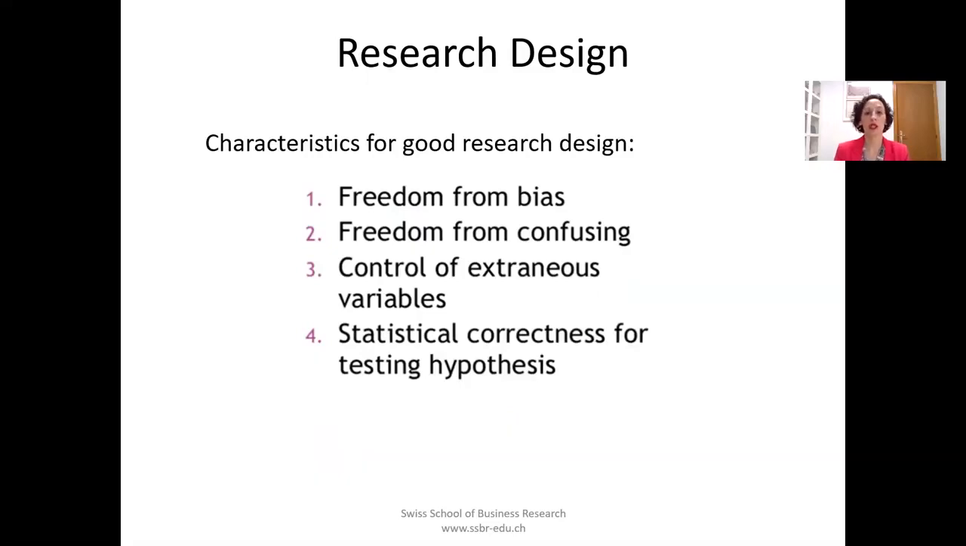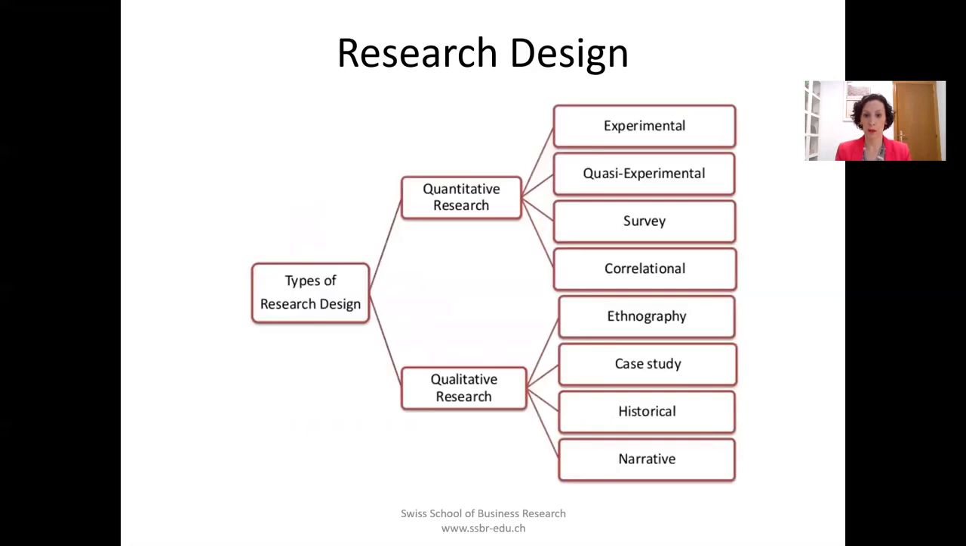What are the characteristics of good research design? First, it has to be free of bias. We have to be very objective when we are designing our research. It has to be very clear. We can't be leading to confusion or anything. Everything has to be very clear. We have to be able to control all external variables. And we have to make sure that it is statistically correct, or that the statistics that we are going to use in order to test our hypotheses are being structured in the correct way.